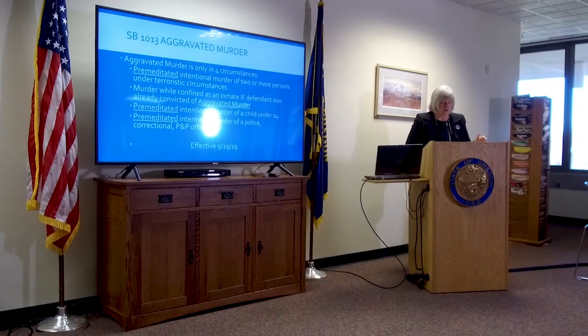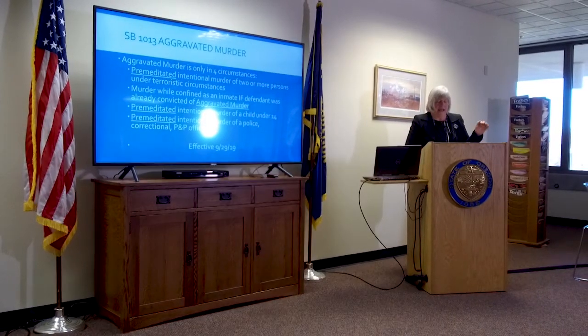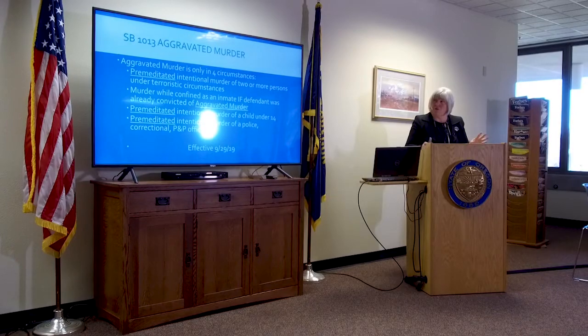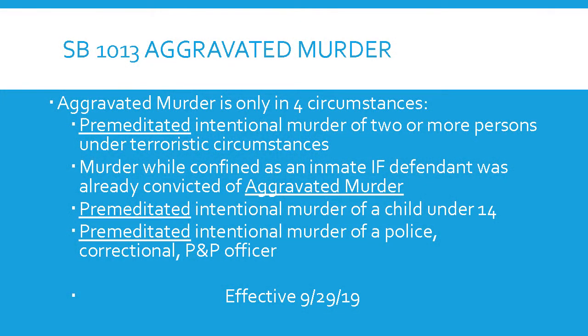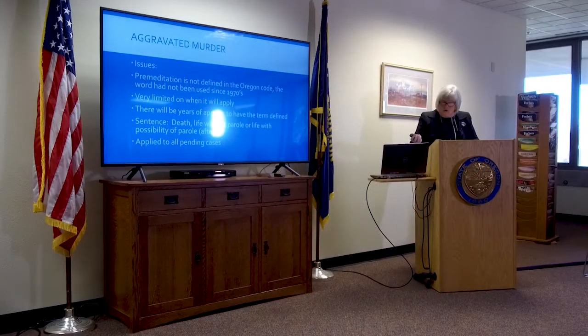So aggravated murder can only be now under the new legislation in 4 pretty restrictive circumstances. So one is it's premeditated intentional murder of 2 or more people under terroristic circumstances. Murder while confined as an inmate if the defendant was already convicted of aggravated murder, and then premeditated intentional murder of a child under 14, and premeditated intentional murder of a police officer, a correctional officer, a parole and probation officer. It's very limited on when it can apply.